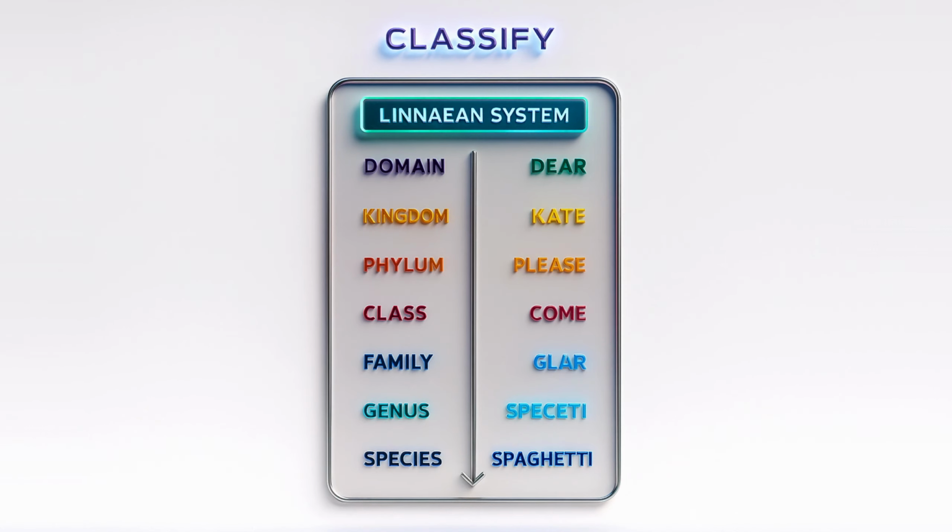Finally, remembering the classification order, domain, kingdom, phylum, class, order, family, genus, species can be tricky, but using a mnemonic can make it much easier. For example, the phrase "Dear King Philip came over for great spaghetti" uses the first letter of each classification level to help you remember the correct order. You can even modify the phrase to suit your memory better, as long as it helps you recall the terms in the right sequence.